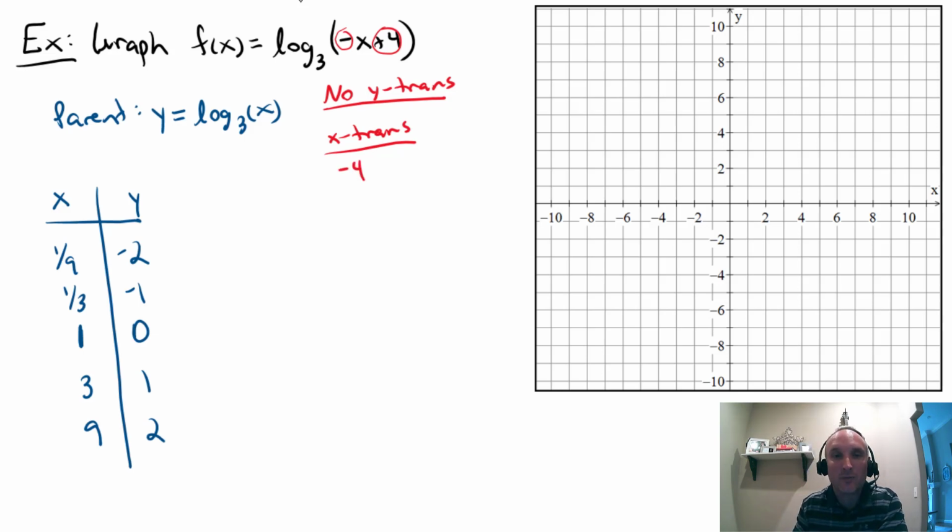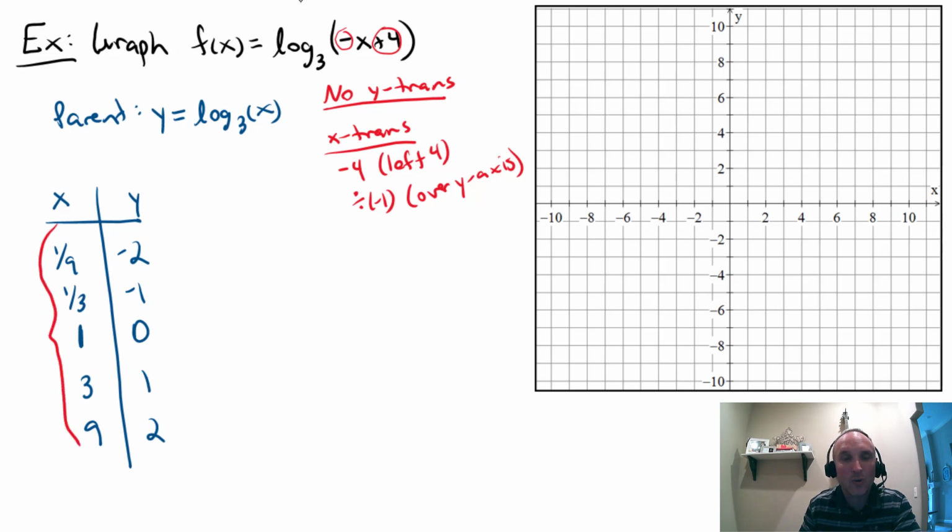So it's going to be minus 4. So we're going to shift left 4. That's our first one. And then our first operation was times negative 1, so we inverse that to divide by negative 1 for our second x transformation. This reflects over the y-axis, a horizontal reflection left to right over the y-axis. So we need to do both of these transformations to the x column in that order.